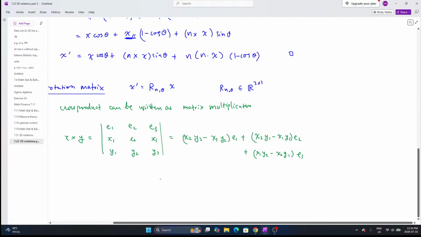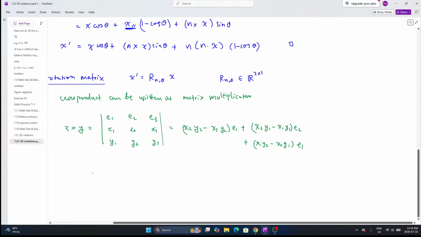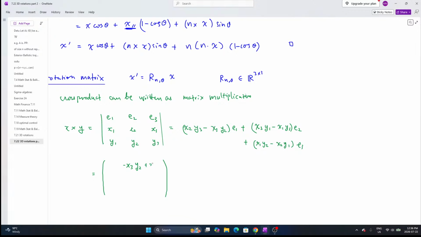Okay, and we're going to write this as a column vector. So in particular, we're going to keep things in a particular format. So the first entry, x2 y3 minus x3 y2, we're going to write this way as minus x3 y2 plus x2 y3.